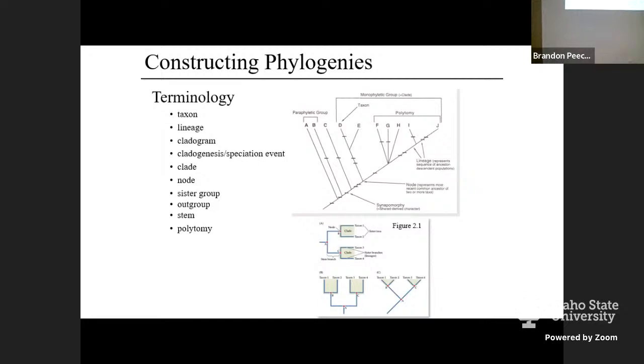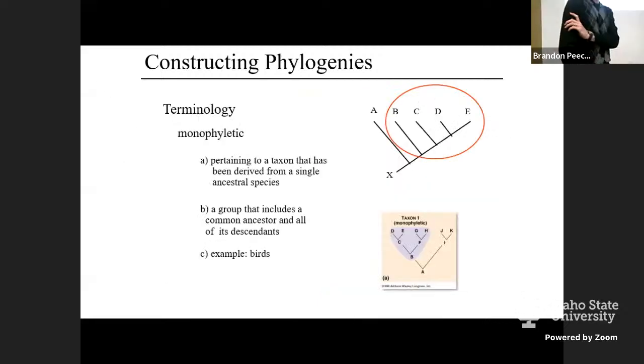A monophyletic group is any clade that includes all of the descendants of any node on that clade, any node which represents a common ancestor. So the simplest definition I want you guys to burn into your brains for a monophyletic group is B right here. It's a common ancestor and every single thing that comes after that common ancestor.